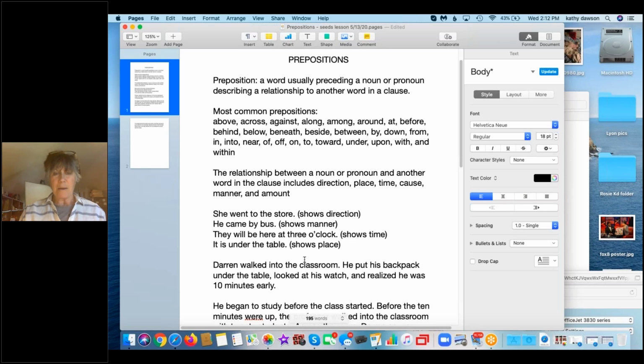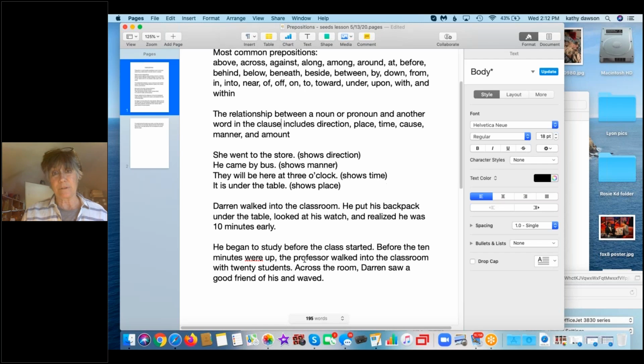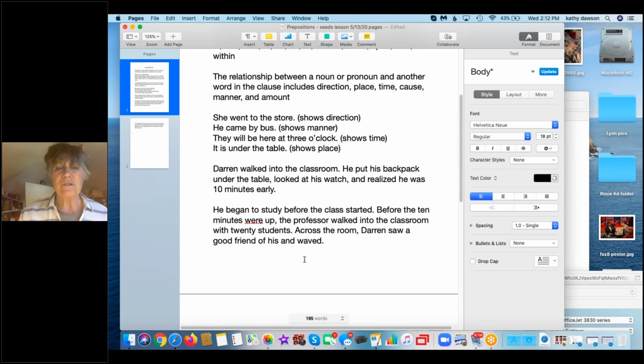Anyway, the relationship between the noun or pronoun and another word in the clause includes things like direction, place, time, cause, manner, and amount. And so here are some examples we'll go through. She went to the store. So the prepositional phrase here is to the store, starting with the preposition to. That shows a direction. In which direction is she going? She's going to the store.